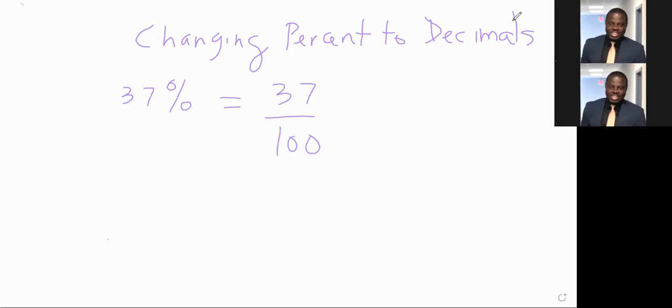So really, this is changing from a percent to a fraction. But that's not where we want to end. We want to go to a decimal. Now, for you to be able to solve this problem, remember that every whole number can be written as a decimal. So 37 can be written as 37.0, because the 0.0 is nothing, so it's still 37. Even if I add 0.000, it's still 37, right? So it doesn't make a difference.